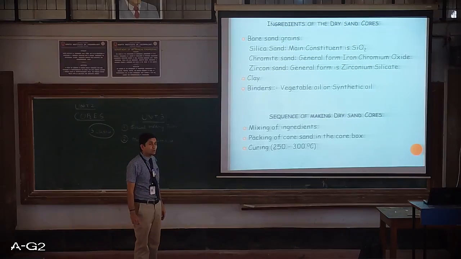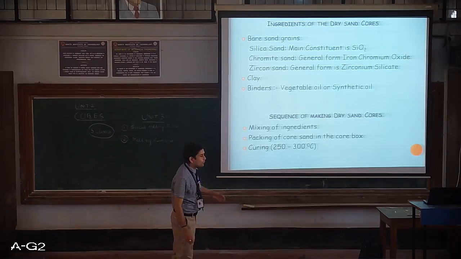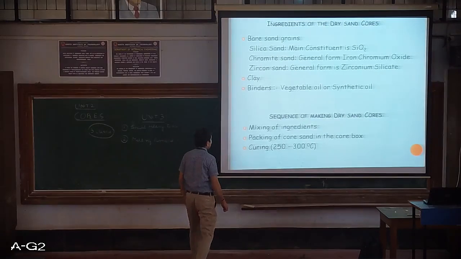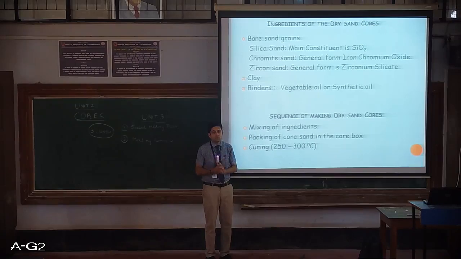Then what is the sequence of making a dry sand core? If you are making a dry sand core, you have to follow this sequence. First one is the mixing of the ingredients. The three ingredients I just mentioned will be mixed uniformly up to whatever composition you need. There will be a separate study for that, and mixing of the three ingredients will be done.